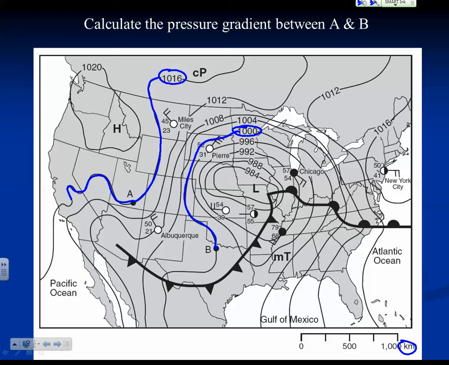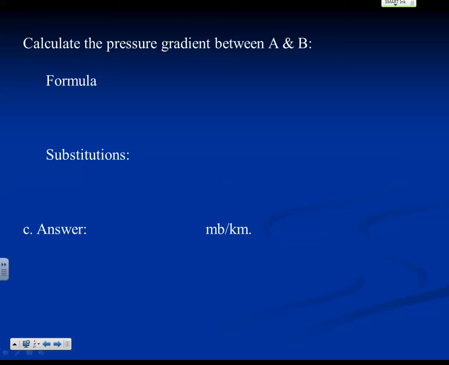It's just 1,016 minus 1,000 millibars, and we get a 16 millibar difference. So we're going to take that number, 16 millibars, and our 1,000 kilometers that we found as the distance between A and B, to the next page. All right, the formula.